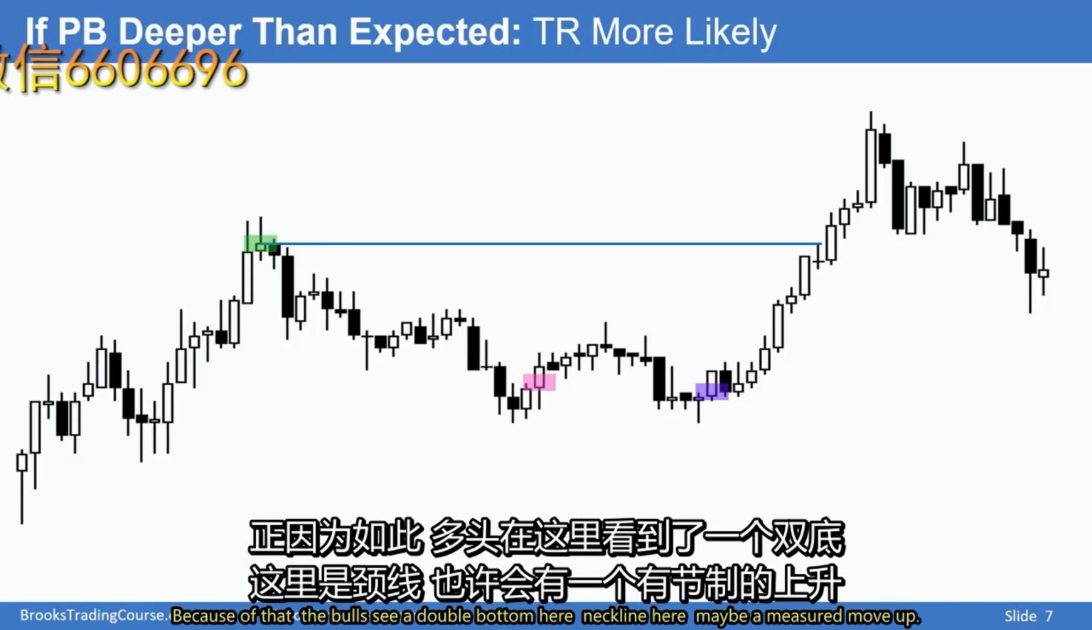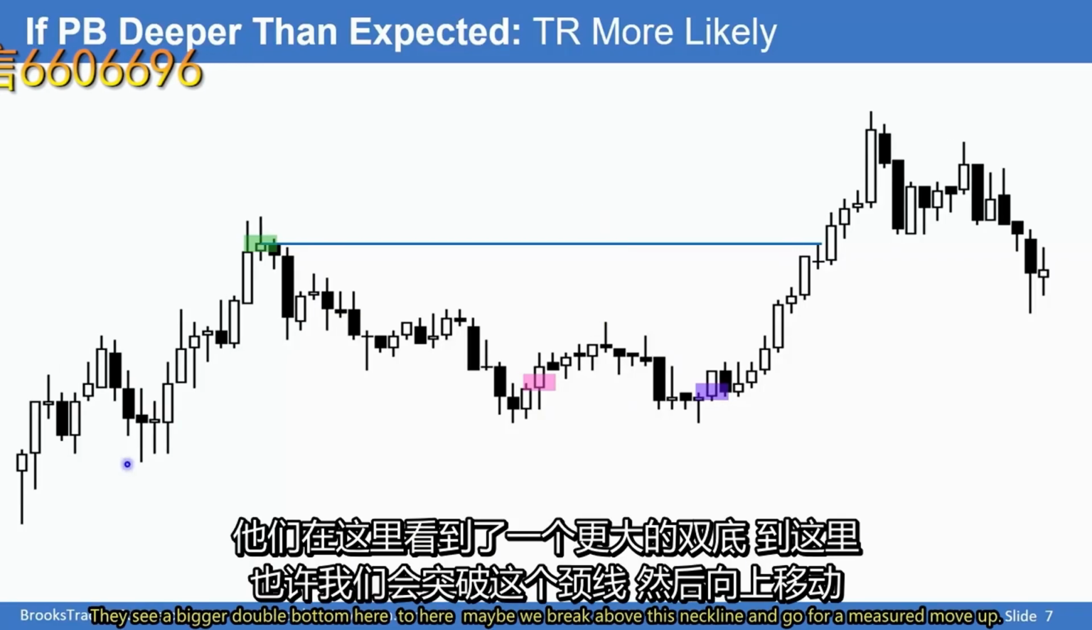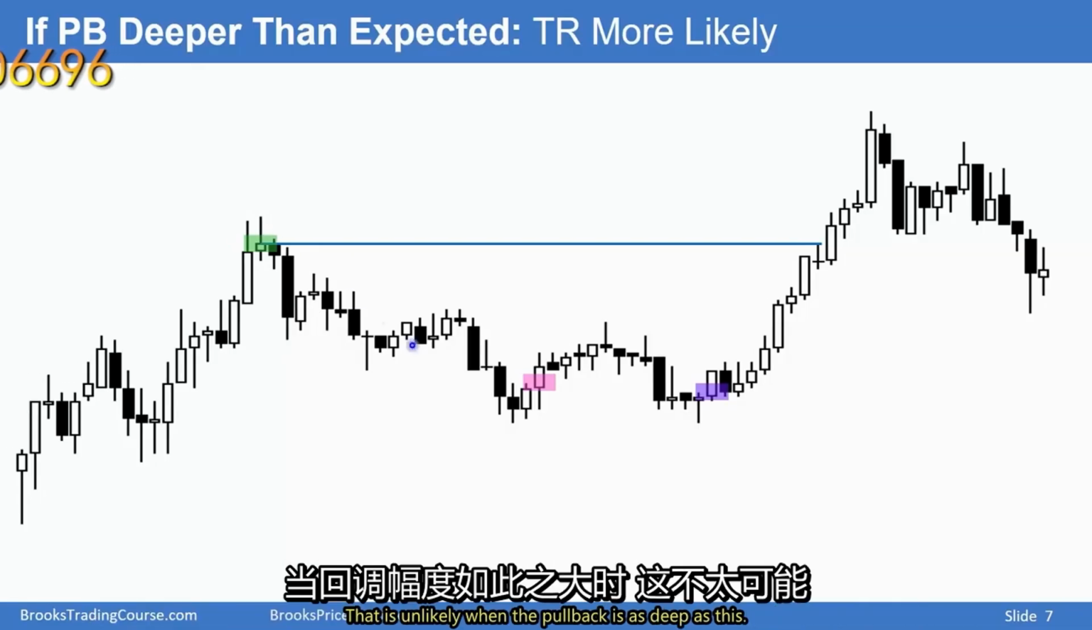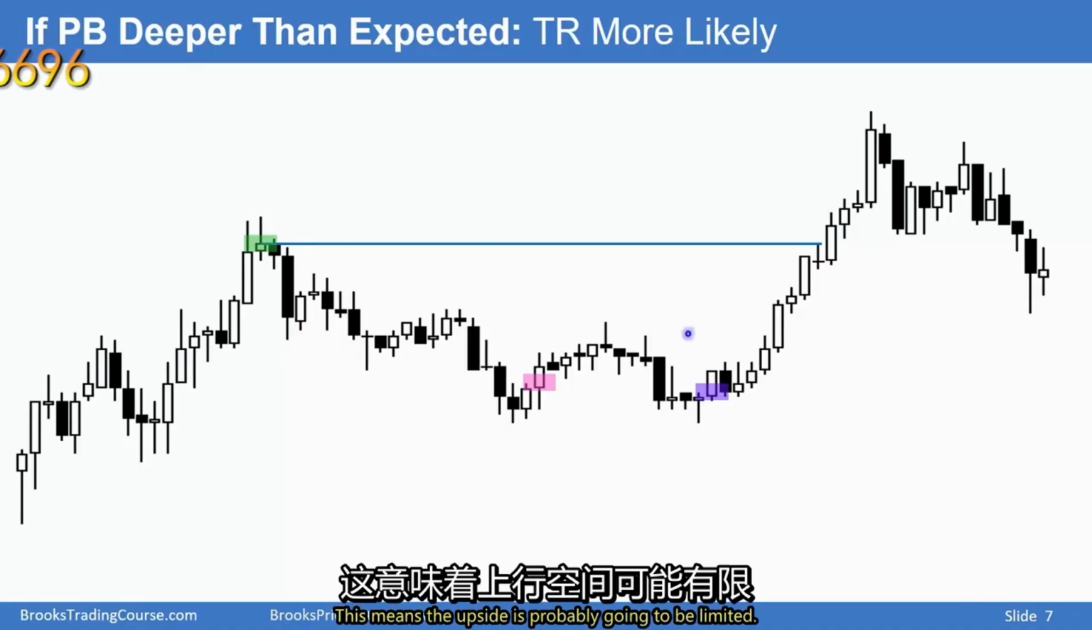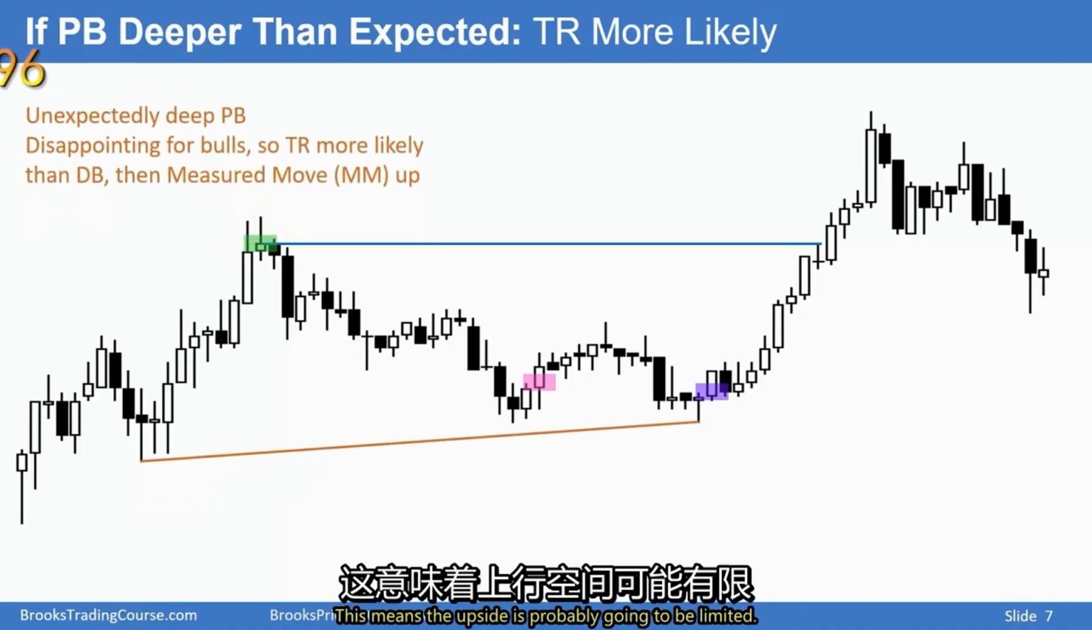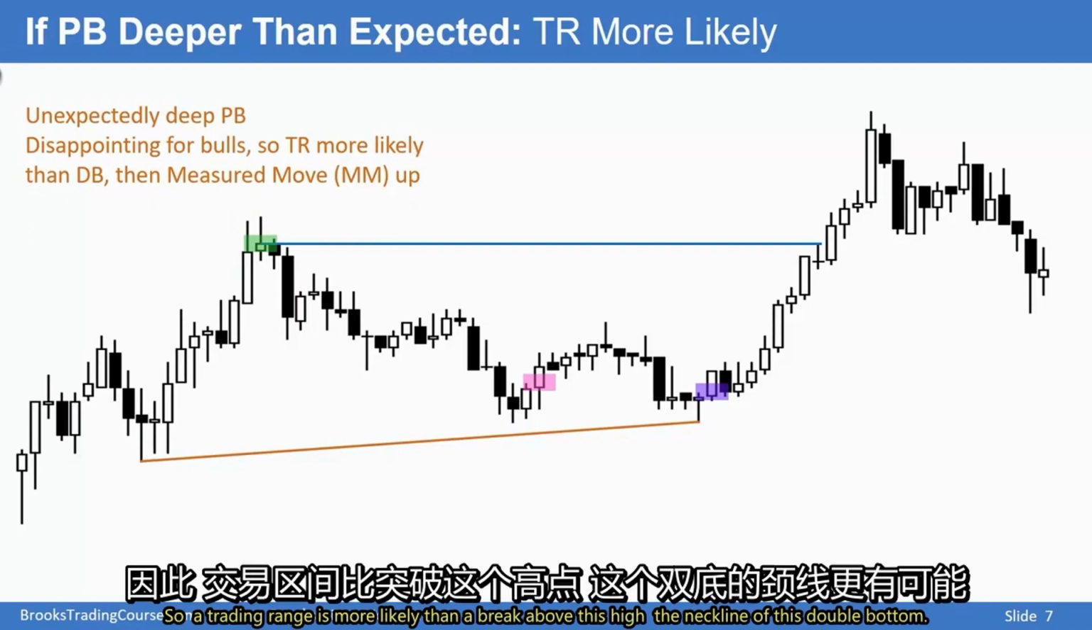Because of that, the bulls see a double bottom here, neckline here, maybe a measured move up. They see a bigger double bottom here to here. Maybe we break above this neckline and go for a measured move up. That is unlikely when the pullback is as deep as this. This means the upside is probably going to be limited. So a trading range is more likely than a break above this high, the neckline of this double bottom.